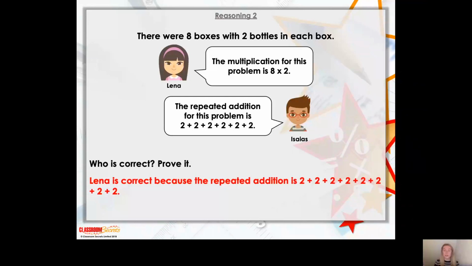So what I'd like you to do now is finish the first worksheet off that you started. Now, when you finish that, I want you to have a go at the more challenging question, which is on the extension sheet that I've sent, which is called Year 2 Maths, 11th of January, Resource 2.